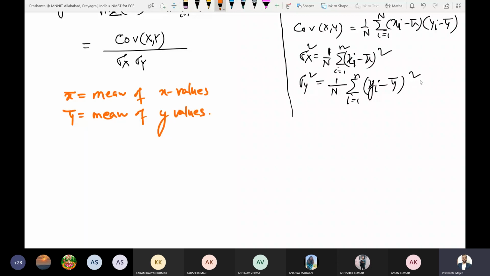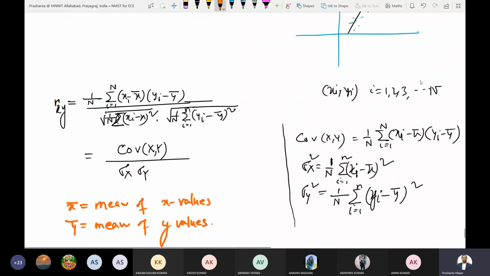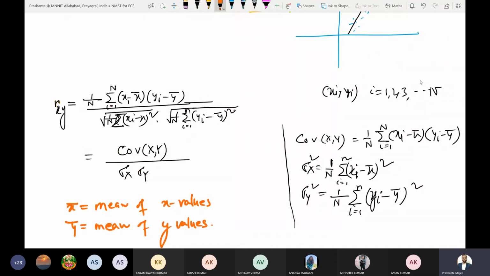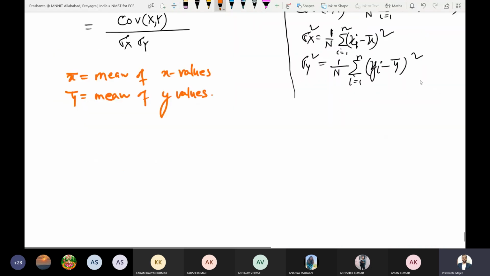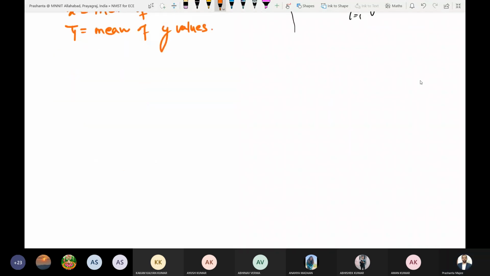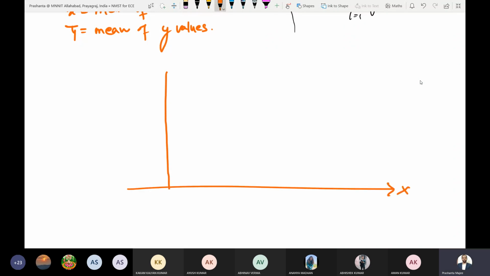Okay, and by this number rxy we determine the degree of relationship between x and y variable. How? Okay, let me tell you. So suppose, how do we end up with that formula to determine the degree of relationship between x variable and y variable? So suppose this is x axis, this is y-axis.